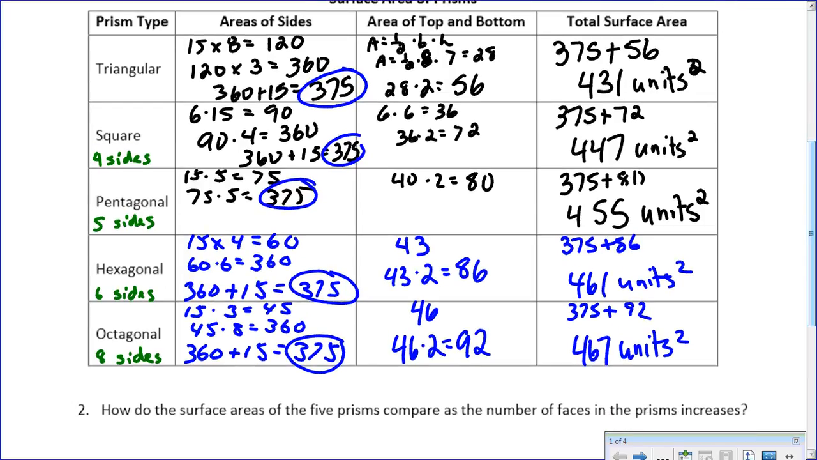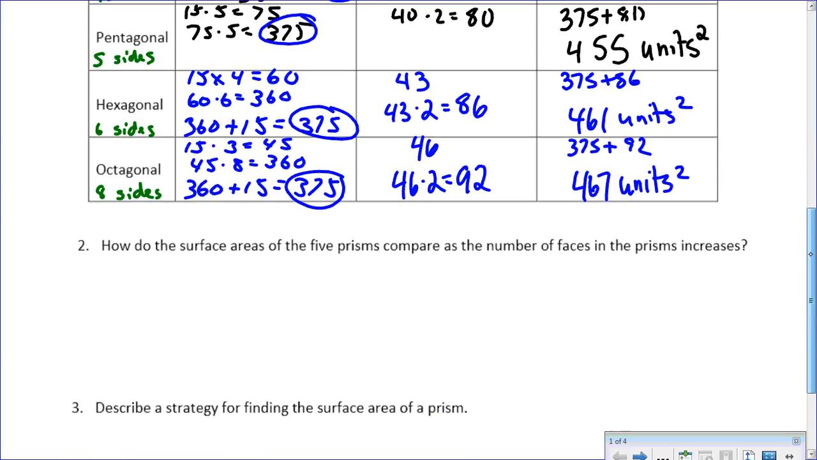So let's answer question number 2 then. Look at the table. How do the surface areas of the 5 prisms compare as the number of faces of the prism increase, meaning sides? Right, this is a 3-sided figure, right? Who wants to answer that question? What are you noticing? Don't the sides increase as we go to each figure? What do you notice about the surface area? That increases, right?